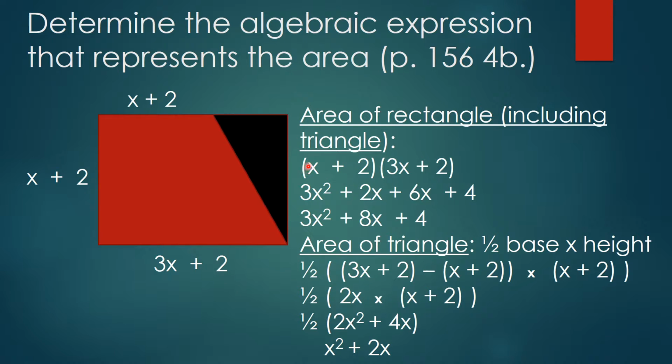So again, use FOIL. X times 3x gives you 3x squared. Outside terms, x times 2 gives you 2x. Inside terms, 2 times 3x gives you 6x, and 2 times 2 is 4. Here, collect like terms, you get 3x squared plus 8x plus 4. That's the area of the entire rectangle, including the red and the black areas.